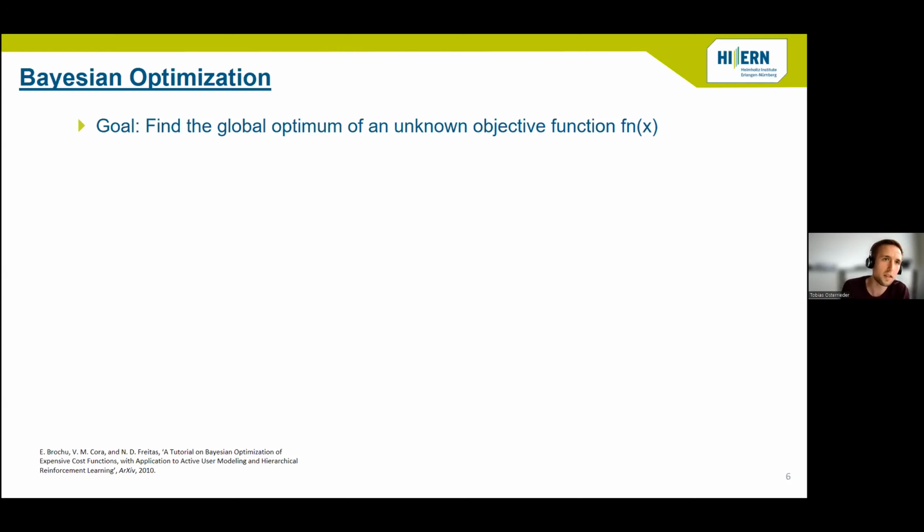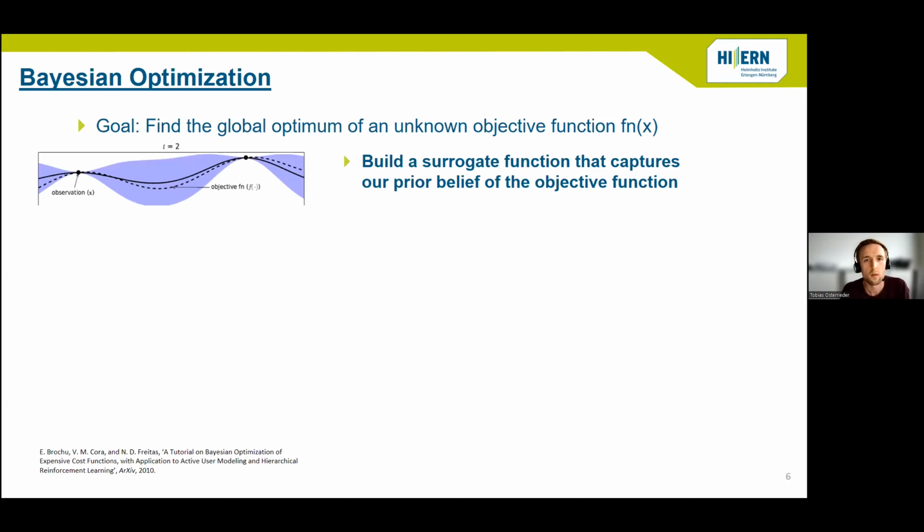So a quick introduction into Bayesian optimization. Our objective function is unknown. In this case, in the plot, it's the dotted line, but normally we don't know it. So we build a surrogate function which is easy and cheap to evaluate, and we build this in a way that it captures our prior belief over the objective function. For example, if we have some initial data, we can use the initial data to build this. If we have some physical underlying models, we can also include them there. So now we have our surrogate function here, the solid line.